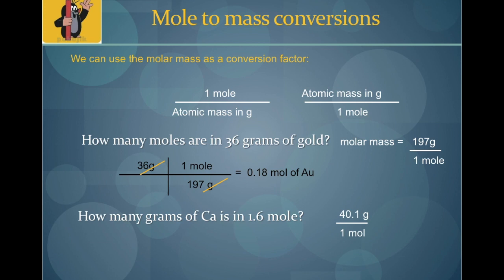The next thing we do is write down what we're given, 1.6 moles, and then we figure out how to write the conversion so the units we don't want cancel, and the units we do want, we end up with as an answer. So that would be 40.1 grams per mole. Moles cancels. The answer is that 1.6 moles of calcium has a mass of 64 grams.